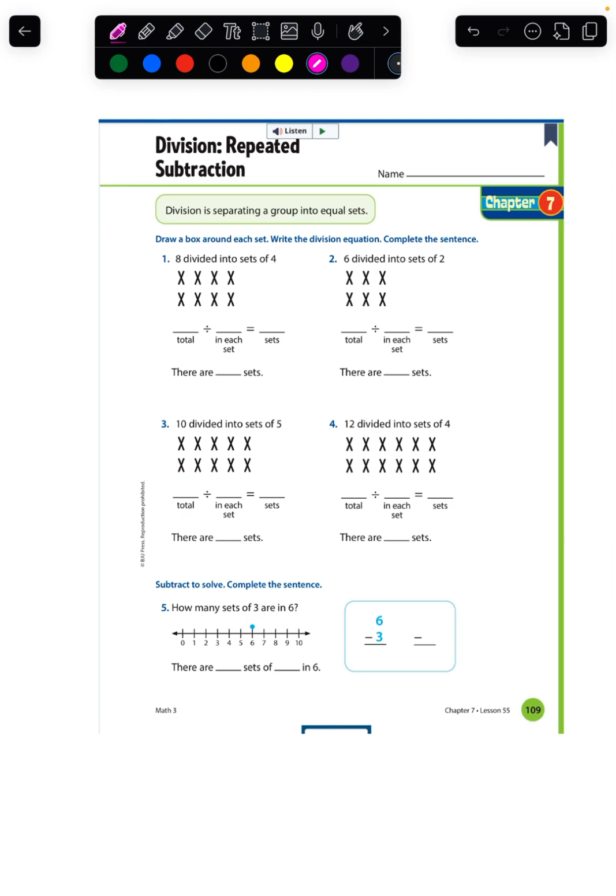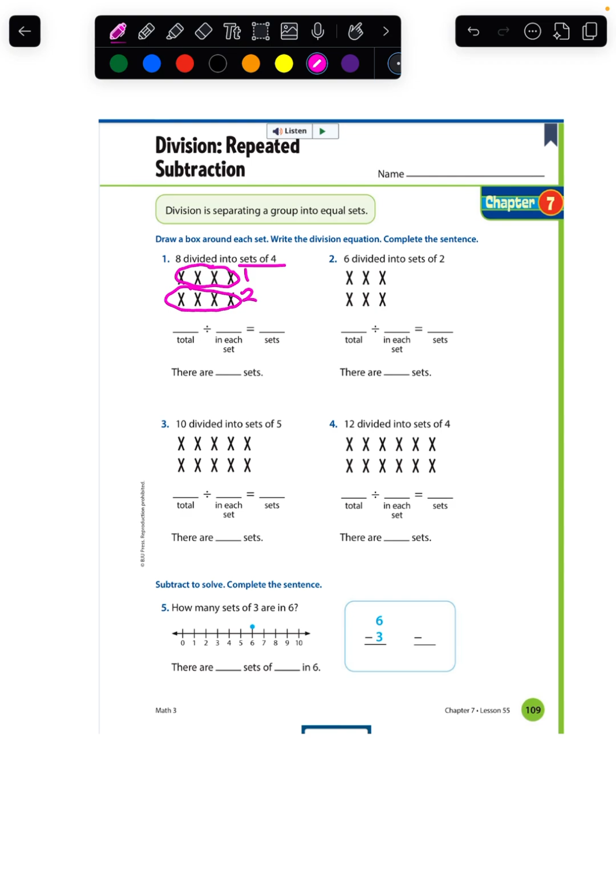Okay, so division is separating a group into equal sets or equal amounts. So each group that you do is going to have an equal amount in it. So let's look at number 1. 8 divided into sets of 4. So what I'm going to do is I'm going to take my 8 and I know it's going to be sets of 4. So I'm going to count 1, 2, 3, 4 X's and draw a circle around them. There's one set. Then I'm going to count 1, 2, 3, 4 to make a second set.